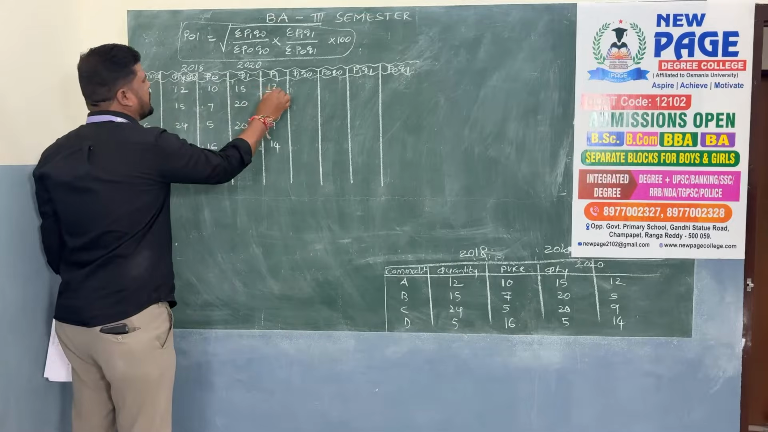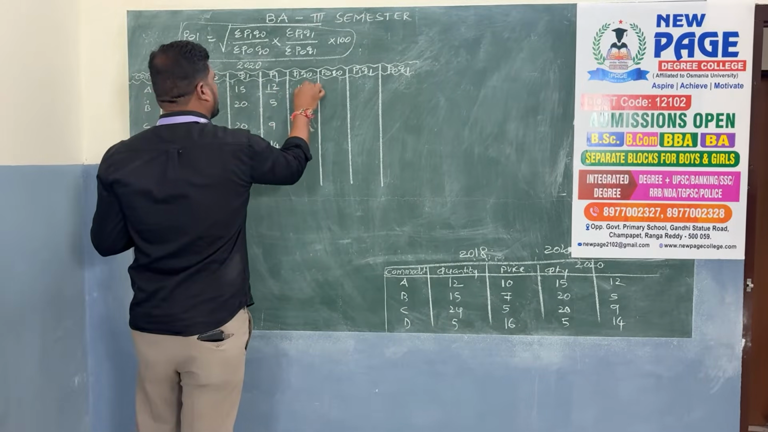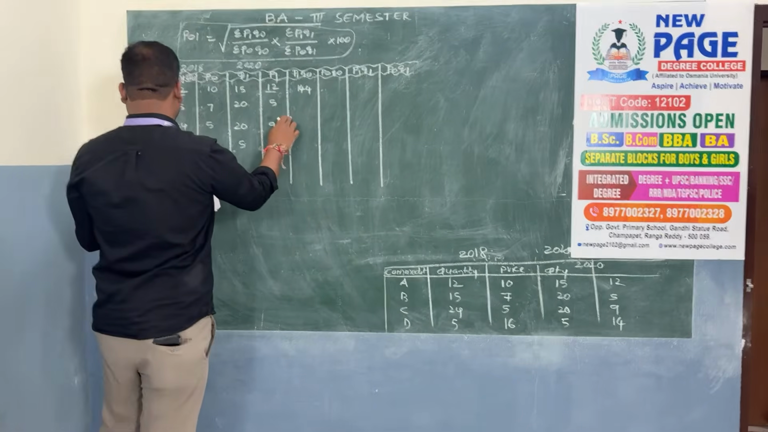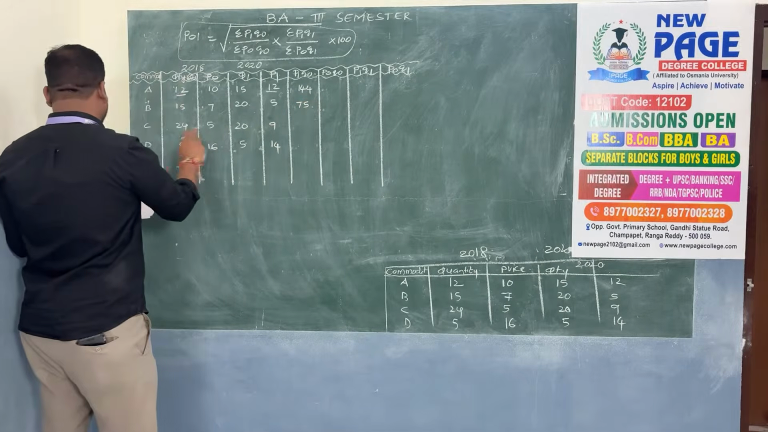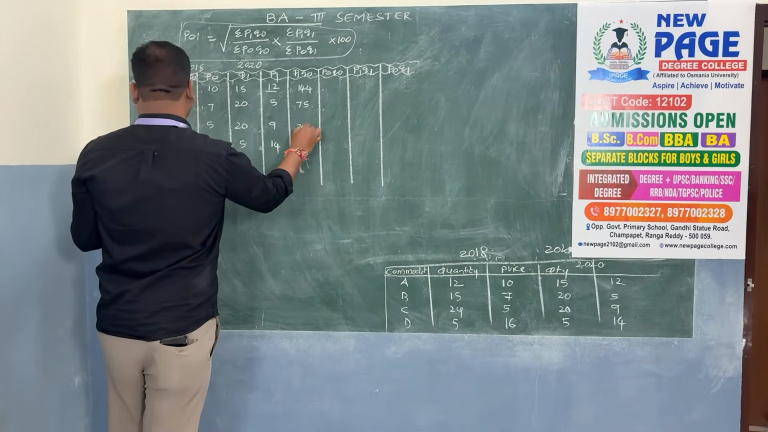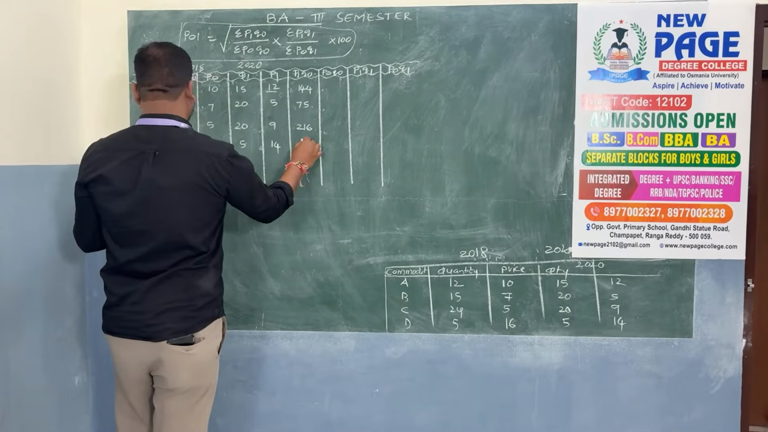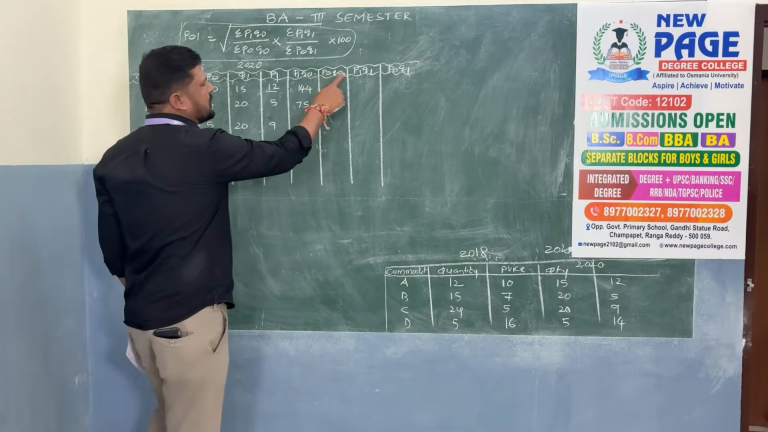So P1 Q0: 12 into 12, 144; 5 into 15, 75; 9 into 24, 216; 14 into 5, 70. Right?